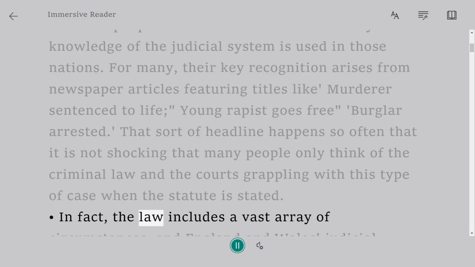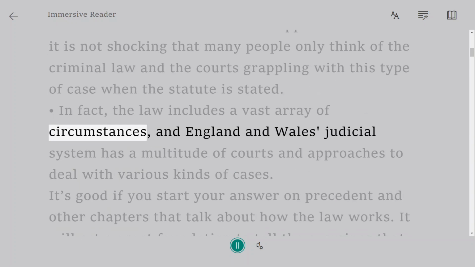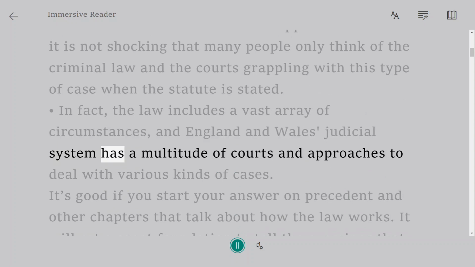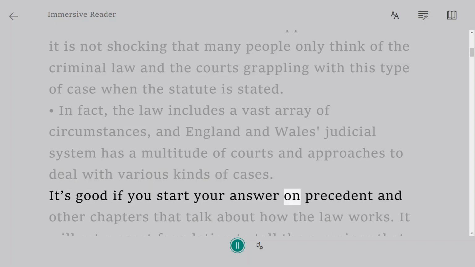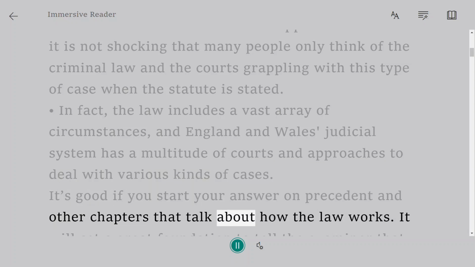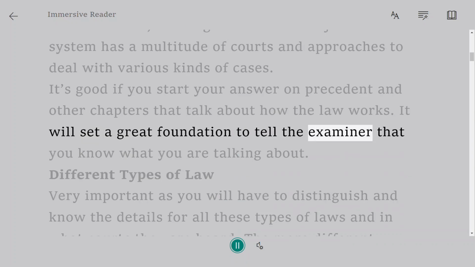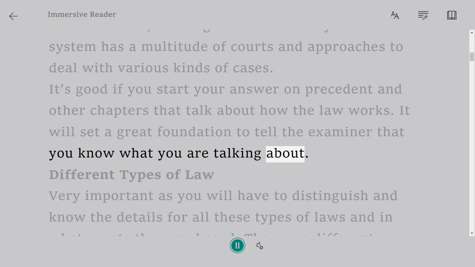In fact, the law includes a vast array of circumstances, and England and Wales' judicial system has a multitude of courts and approaches to deal with various kinds of cases. It's good if you start your answer on precedent and other chapters that talk about how the law works. It will set a great foundation to tell the examiner that you know what you are talking about.